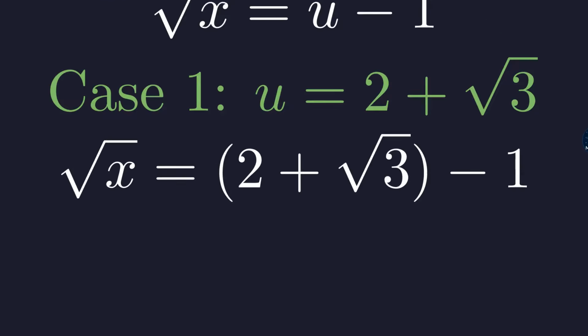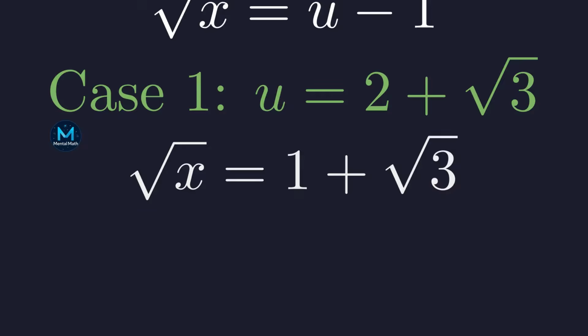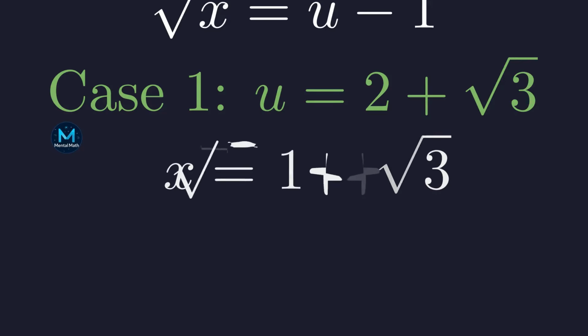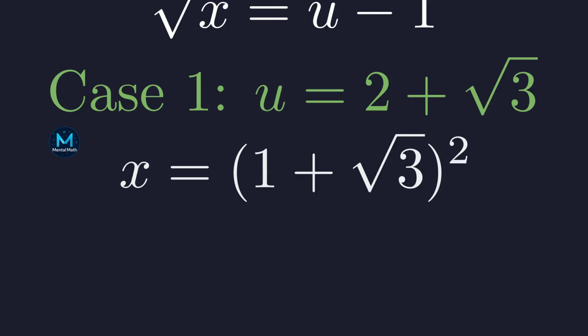We substitute this value for u into our derived equation. This simplifies to the square root of x equals 1 plus root 3. To find x, we need to square both sides of the equation. This gives us x equals the quantity 1 plus root 3 squared.